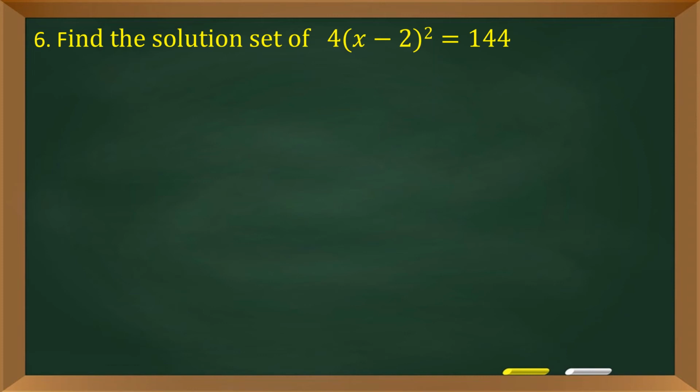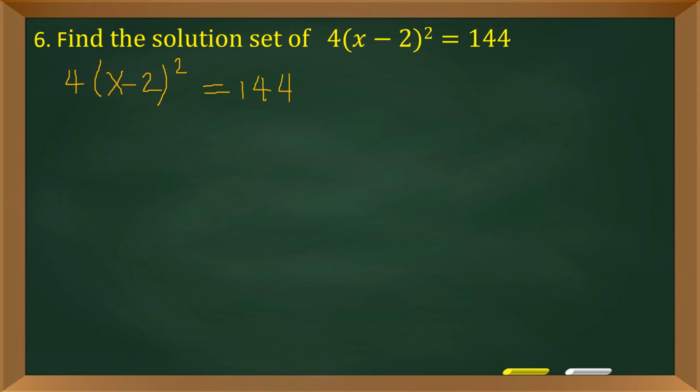Okay, another example. Find the solution set of 4 quantity x minus 2 squared equals 144. So, it looks complicated again, but actually it's very simple. So, don't worry about it. I-rewrite lang muna natin yung original equation na 4 quantity x minus 2 squared is equal to 144.